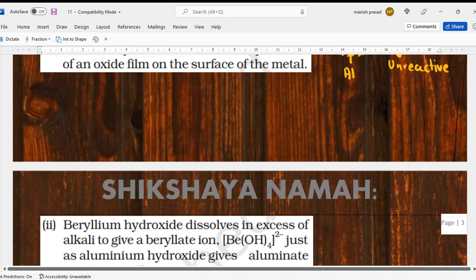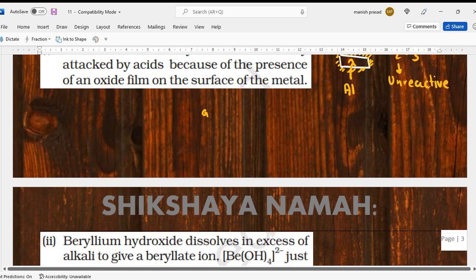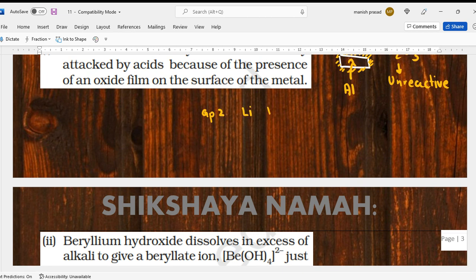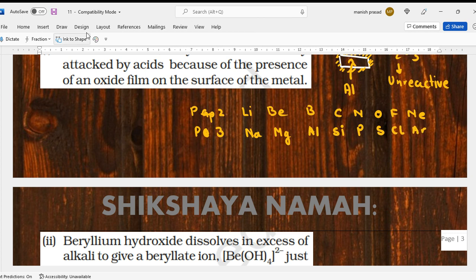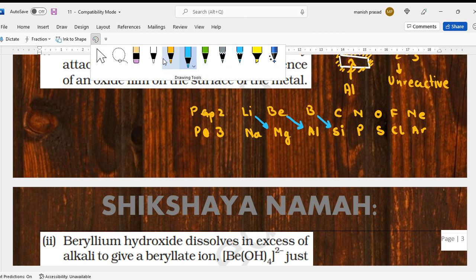Diagonal relationship matlab, agar aap periodic table dekhoge beta, to आपका ग्रुप टू लिख रहा हूं और उसके बाद से ग्रुप थ्री लिखूंगा. ग्रुप टू लिथियम, बेरेलियम, बोरॉन, कार्बन, नाइट्रोजन, ऑक्सीजन, फ्लोरीन एंड नियॉन. अब पीरियड टू एंड पीरियड थ्री. अगर आप पीरियड थ्री पे आएंगे बेटा, लिथियम के नीचे सोडियम आता है, बेरेलियम के नीचे मैग्नीशियम, बोरॉन के नीचे एल्यूमिनियम, कार्बन के नीचे सिलिकन, नाइट्रोजन के नीचे फास्फोरस, सल्फर, क्लोरीन एंड आर्गन. डायगोनल रिलेशनशिप का मतलब होता है लिथियम्स प्रॉपर्टी इज गोइंग टू मैच विथ मैग्नीशियम, बेरेलियम्स प्रॉपर्टी इज गोइंग टू मैच विथ एल्यूमिनियम, बोरॉन इज गोइंग टू मैच विथ सिलिकन. व्हाई डज इट हैपन लाइक दिस?